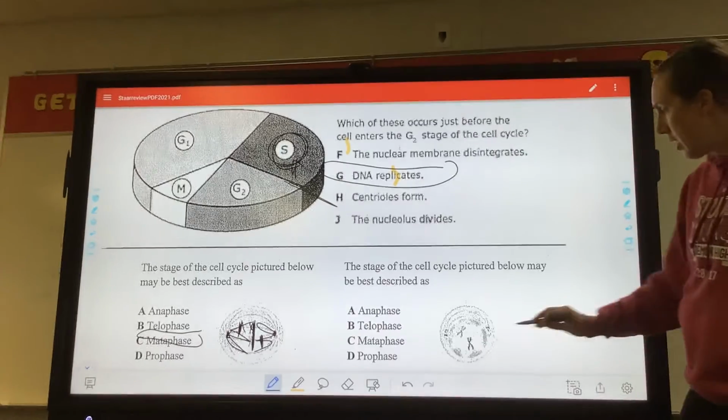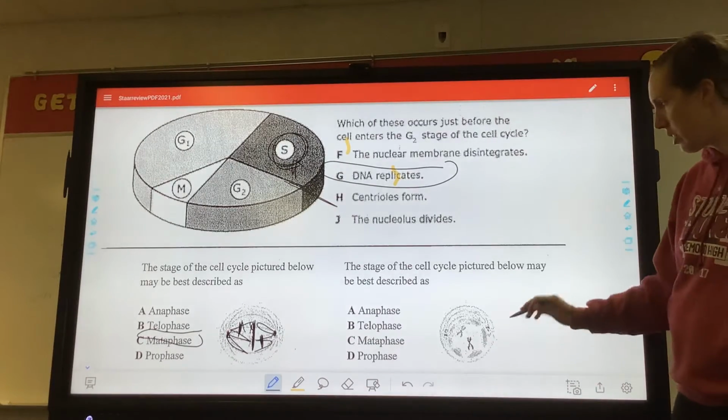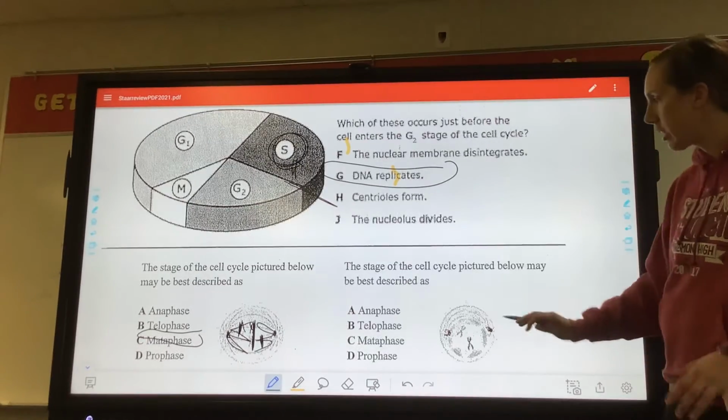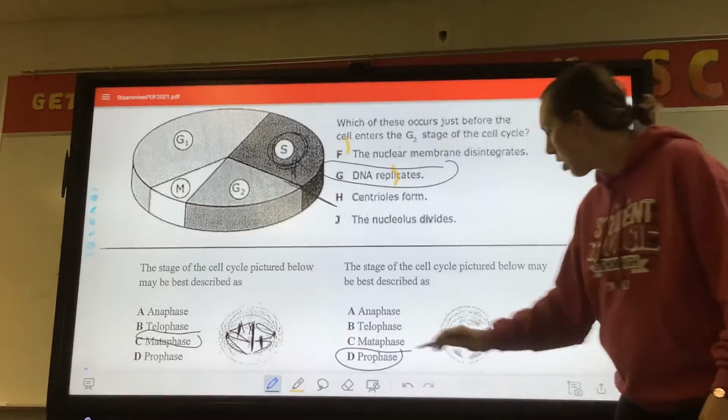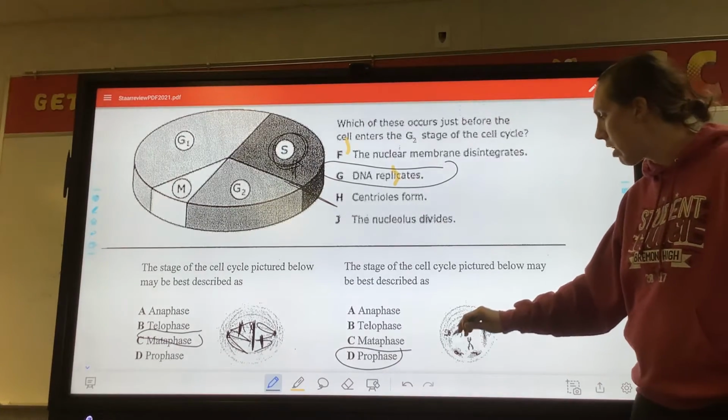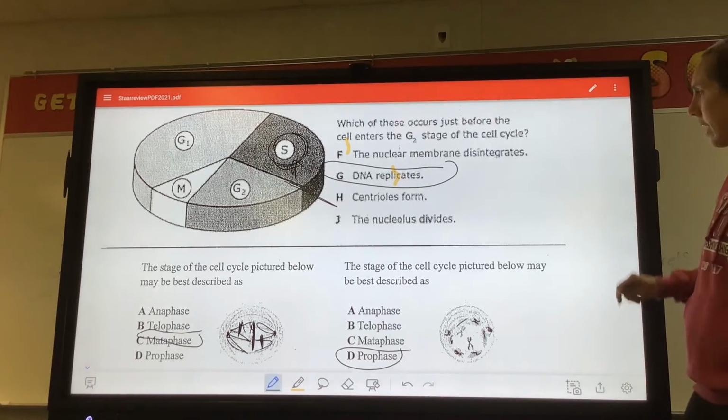Next one, this is prophase. Okay, I should have just looked right here. Here are your centrioles that are going to line them up, but they're all wonky. So this is prophase, also no nucleus. The nucleus is dissolving, but it's still there vaguely. Okay.